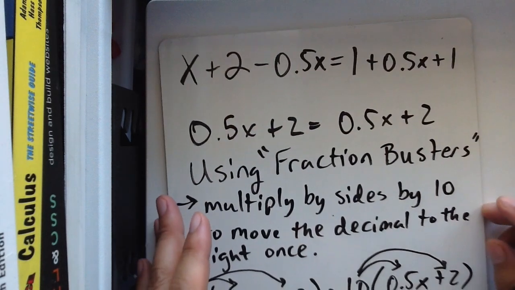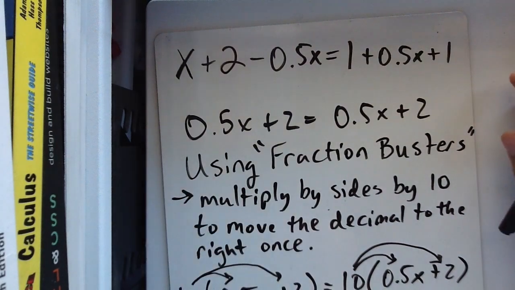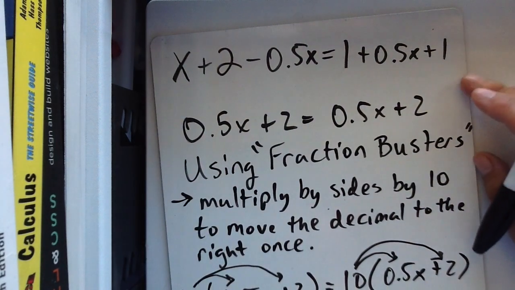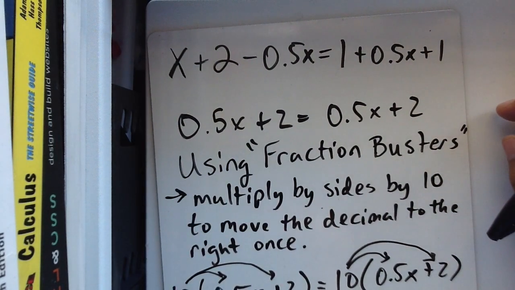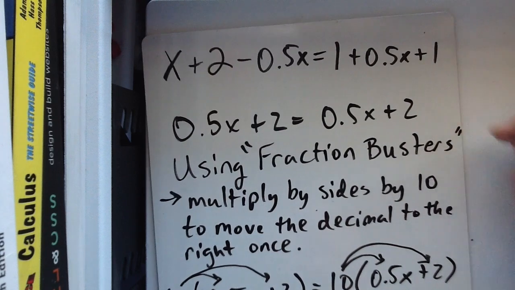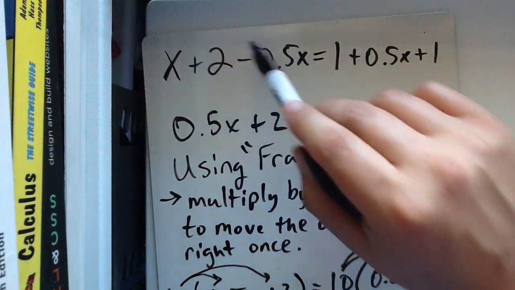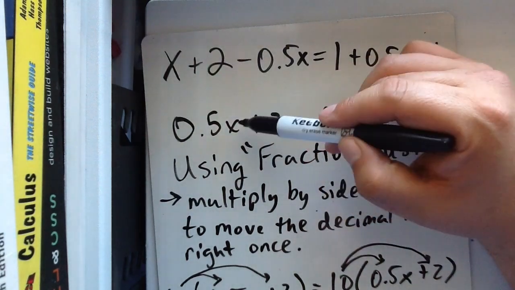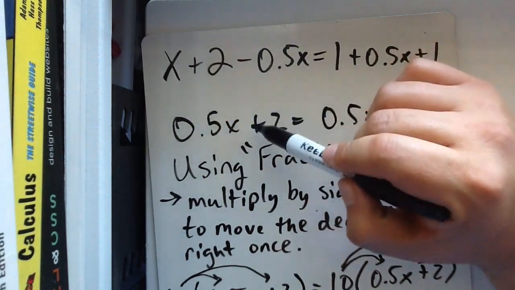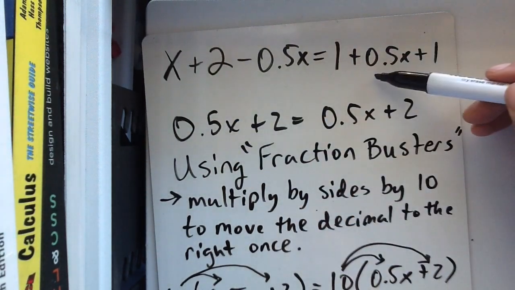The next two, now we're dealing with decimals. So I have this really long equation of x plus 2 minus 0.5x, or 1/2 times x, equals 1 plus 1/2 x plus 1. So the first thing I'm going to do is, can I simplify the left expression? And I can. Combine like terms. And I'm left with this. On the right side, I do the same.